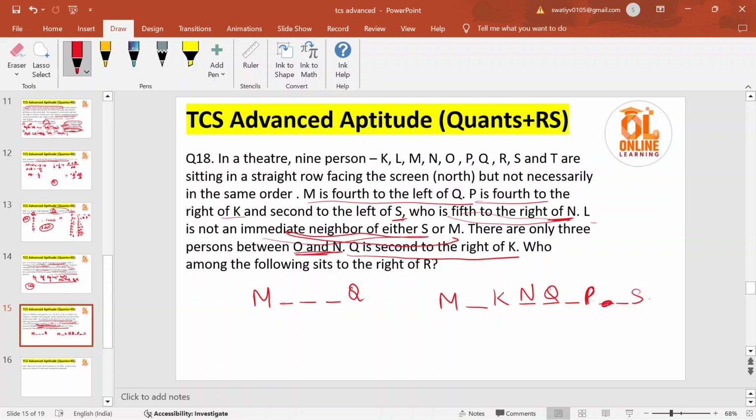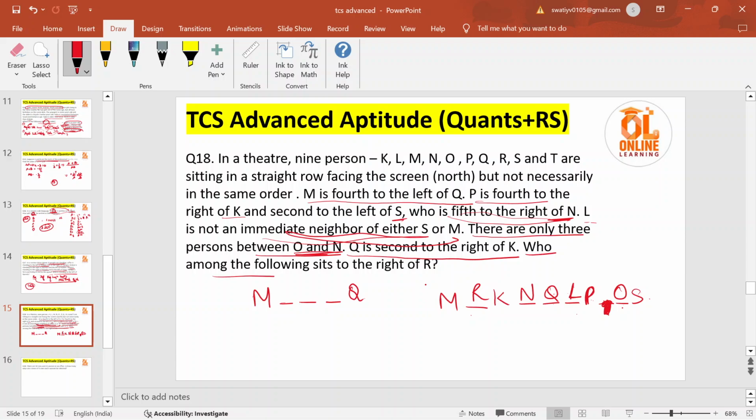Now what it is saying is that L is not an immediate neighbor of S or M. We have three places vacant over here. 1 is this, 2 is this, and 3 is this. L cannot be over these two places, so it means L is here only. Now there are only three persons between O and N. Where is N? Here, and O, three persons between O and N. If I write O here, then there is one person between O and N. So I'll write O here. Now 1, 2, 3 are the three persons between O and N. So who will come at this place? Automatically R will come at this place.